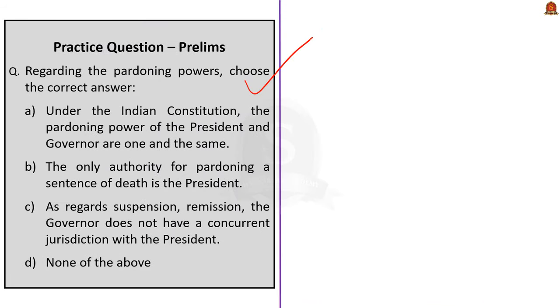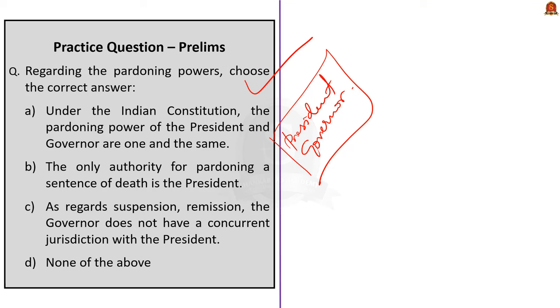Moving on, look at this question about pardoning power. Here there is a comparison between the pardoning power of president and governor. See, here the first option says, under the Indian constitution, the pardoning power of the president and governor are one and the same. This statement is actually incorrect, because the president can pardon sentences inflicted by court-martial, while the governor cannot. So actually, the pardoning power of president and governor are not one and the same.